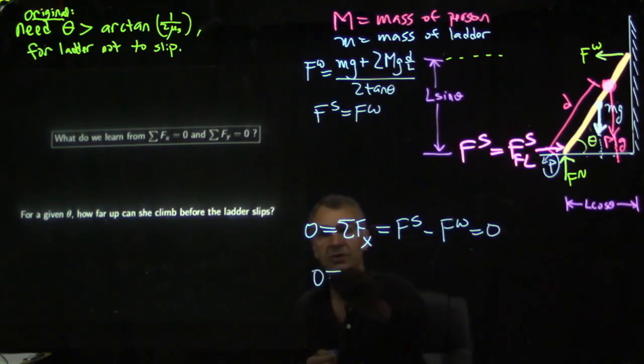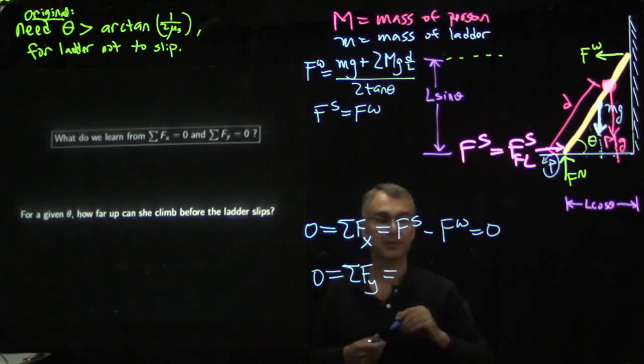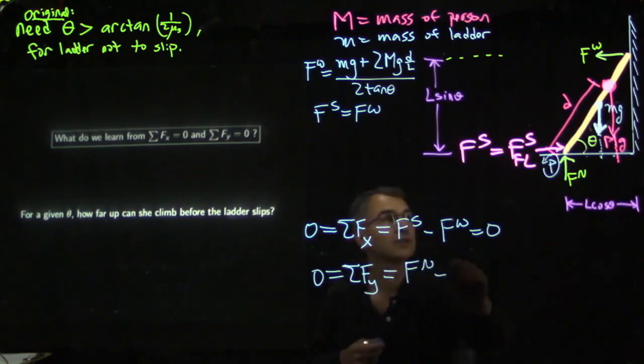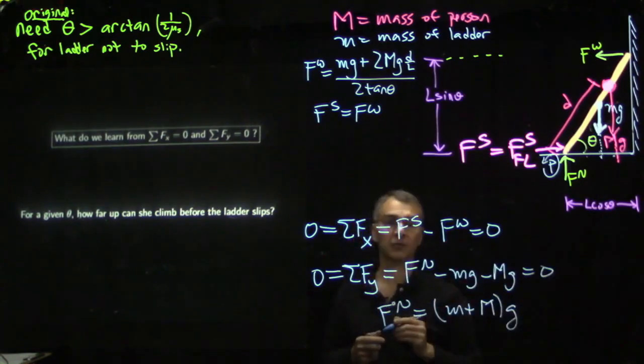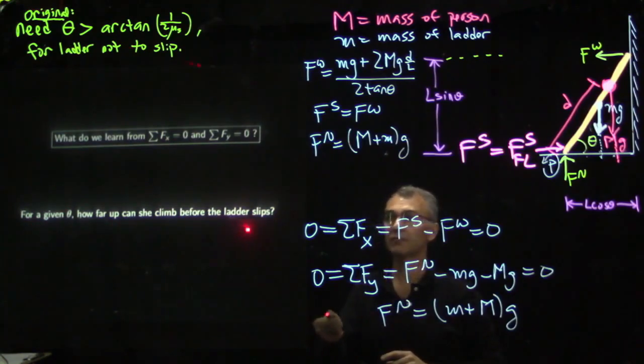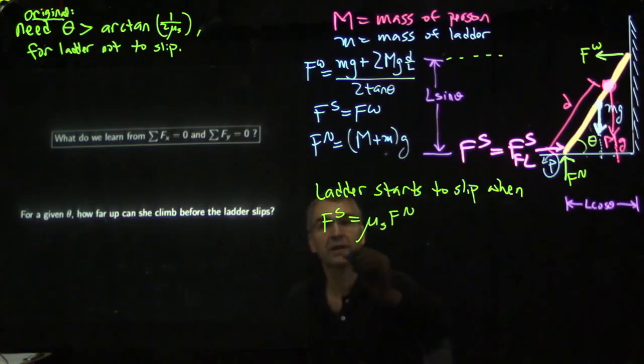If we sum the forces in y to 0, let's do up minus down, we get F normal minus the sum of the two weights. So F normal is just the sum of the ladder's weight and the person's weight. Now let's do as we did before and figure out when the ladder slips. That basically happens when F static equals mu static times F normal. So let's work out how we get F static to equal mu static times F normal.